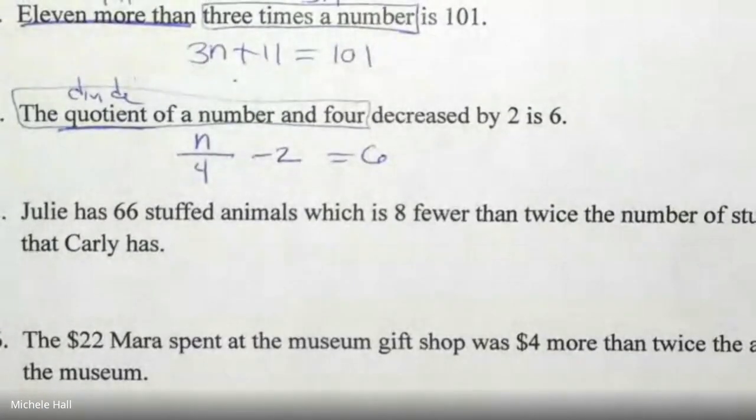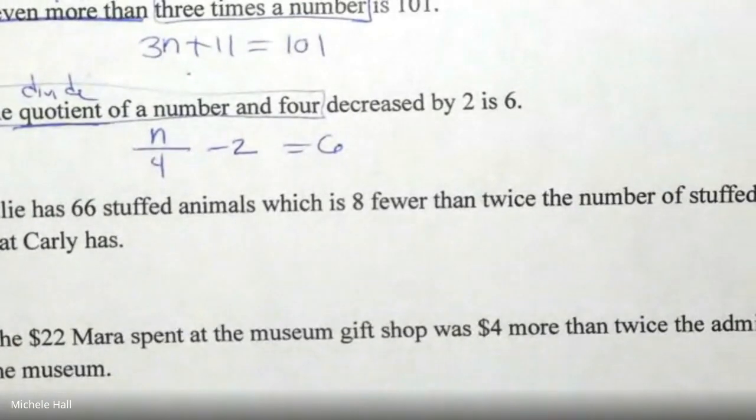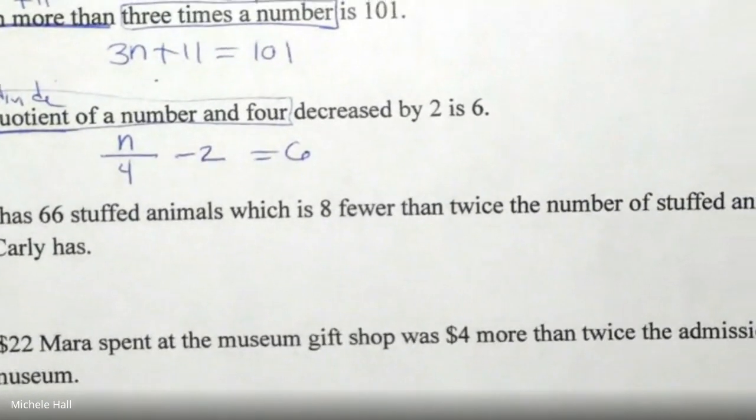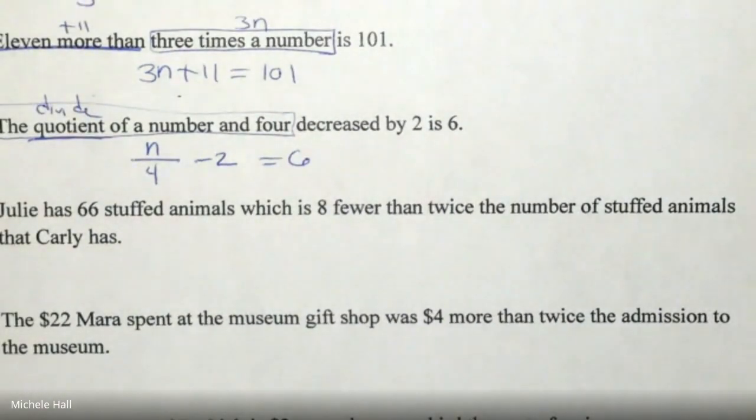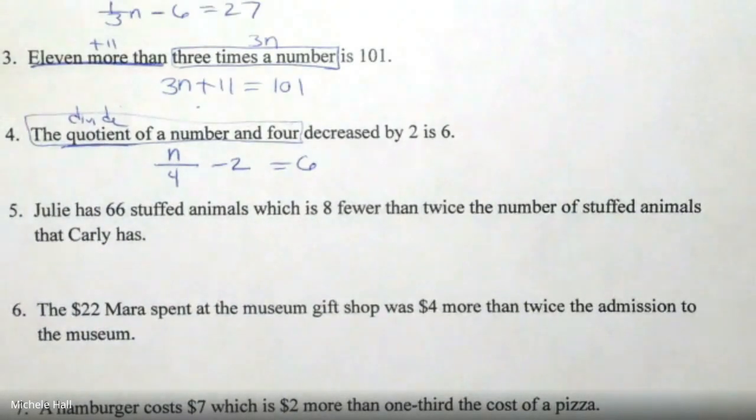Number 5, Julie has 66 stuffed animals, which is 8 fewer than twice the number of stuffed animals that Carly has. Try to find some phrases in here. Try to find some number phrases in here to underline and put a box around. Try to gather your ideas that way.